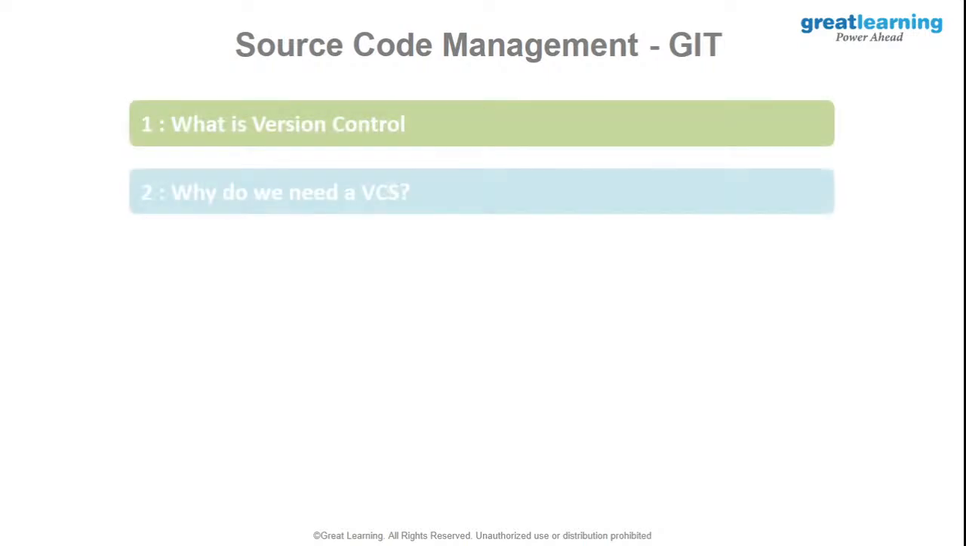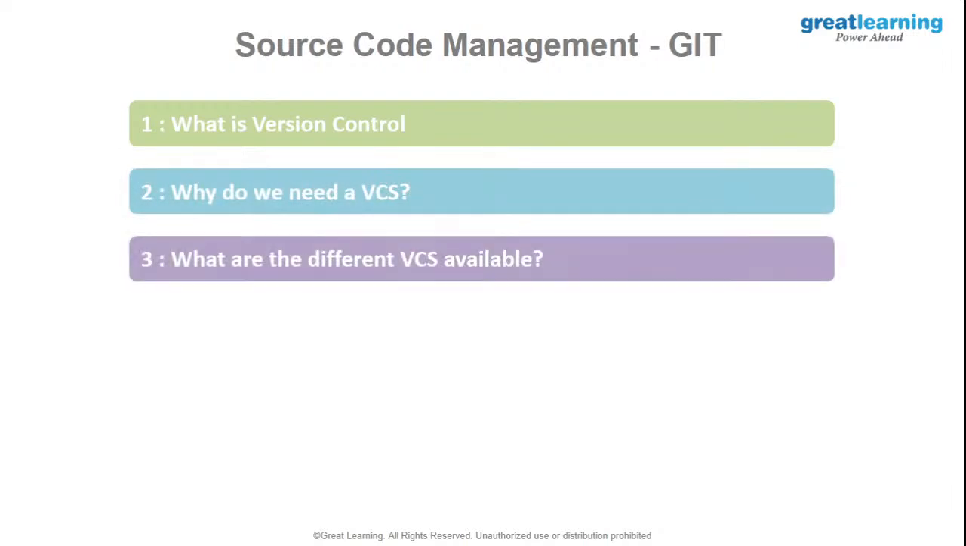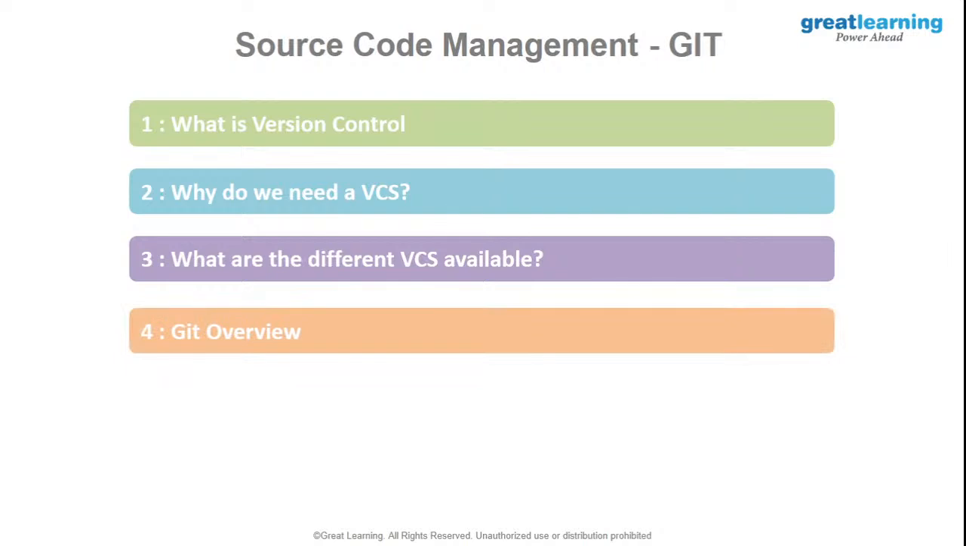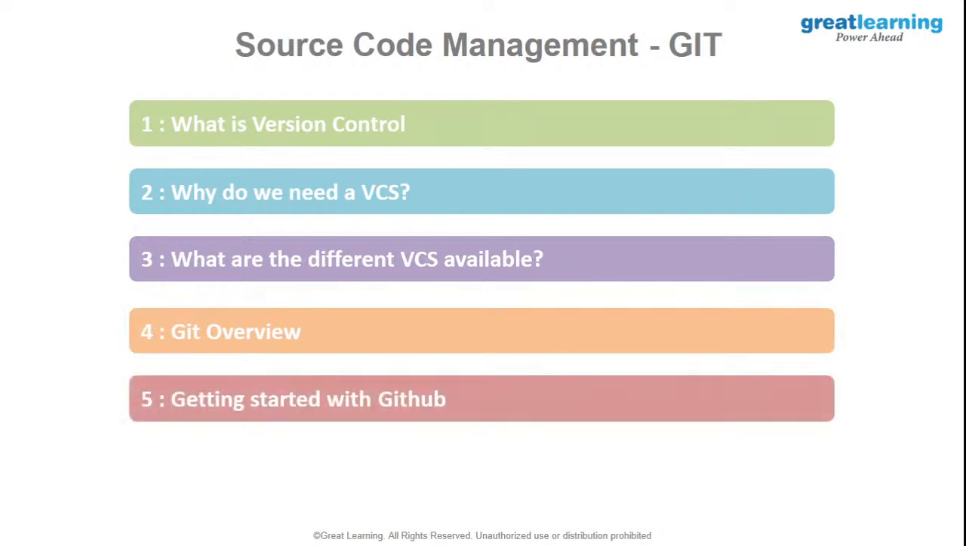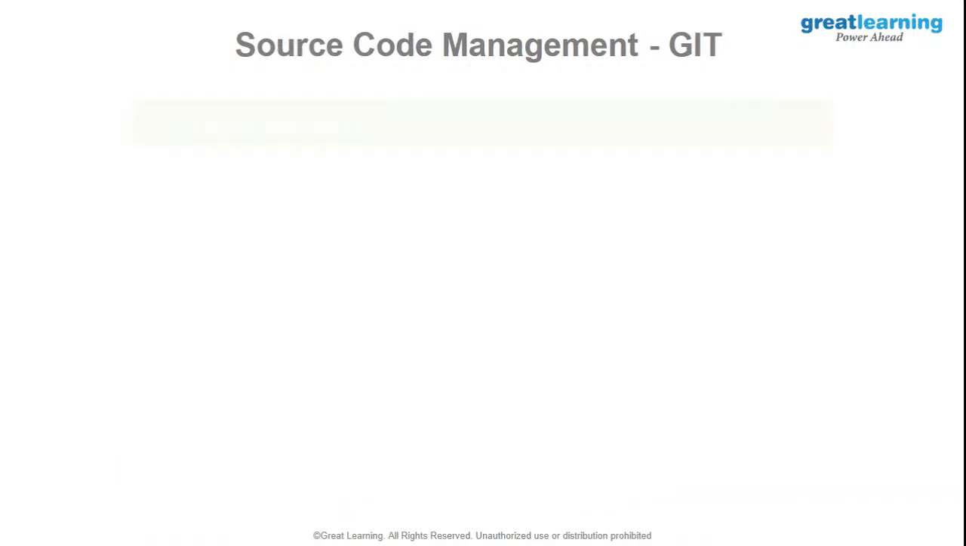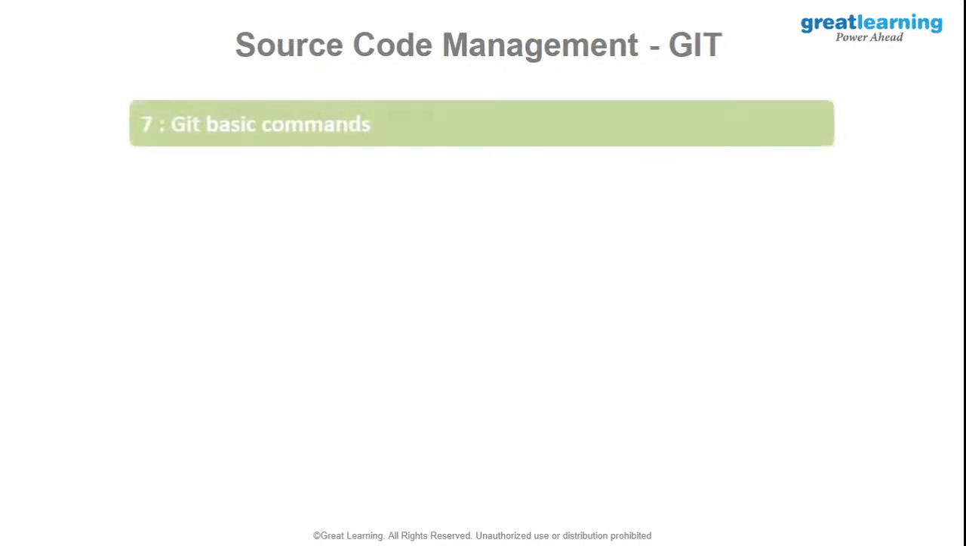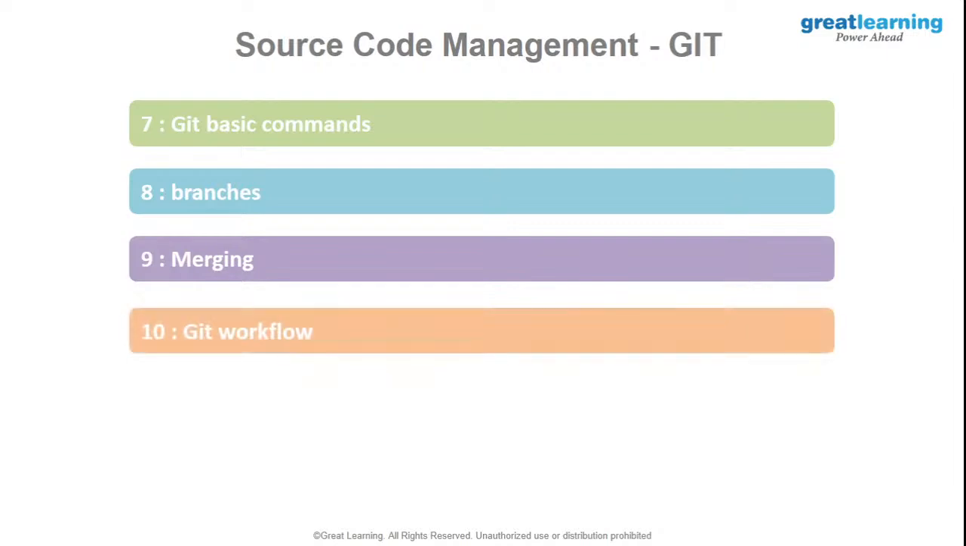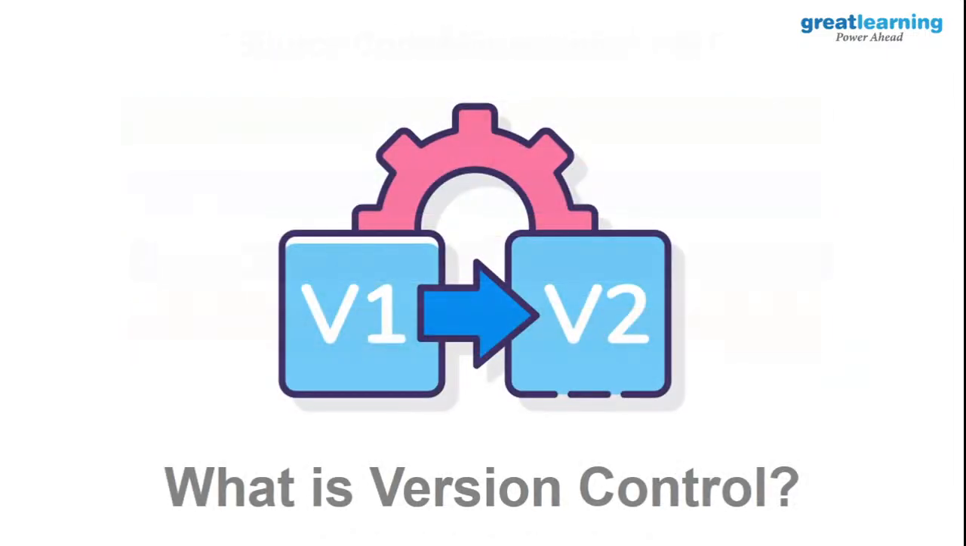So first we have version control. What is it? Why do we need a version control system? What are the different version control systems available? What is Git? The whole Git overview, getting started with GitHub, and installing and configuring it. Then we'll go through the basic commands. Generally in some sessions I end with basic commands, but if we have enough time, we can go to branches, merging concepts, Git workflow, and so on.